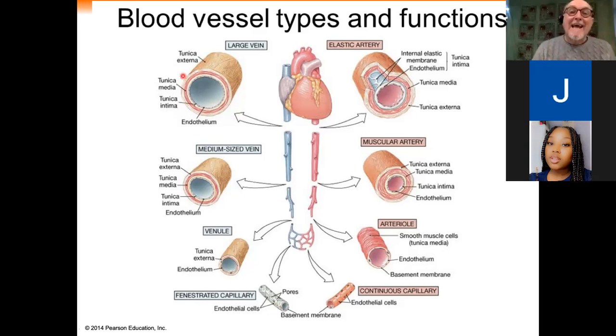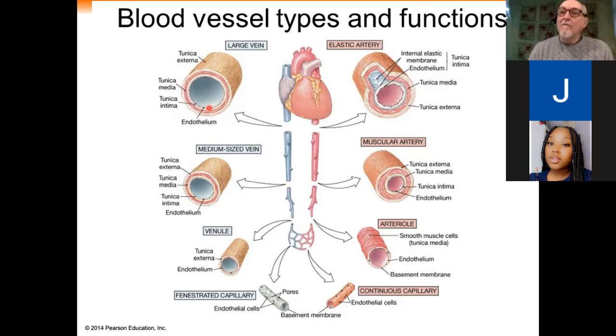This is called the Tunica Externa, and it's a covering around the vessel, which has a lot of connective tissue in it. It gives structure and strength to the vessel. On the inside here, there is the tunica media, and it's a muscle layer. And it has a special function that I'll discuss in a second. Then on the inside here is a layer called the Tunica Intima, the innermost layer.